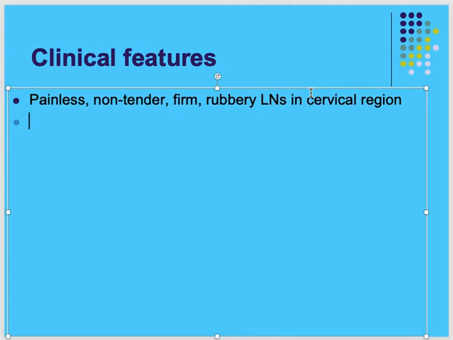Okay, so most commonly in the cervical region, they can be in supraclavicular, as well as axillary, as well as inguinal. As you go from head to toe, cervical is the most common, then supraclavicular around 60 to 80% of the times, axillary around 10 to 20% of the time, inguinal around 5 to 10% of the time.